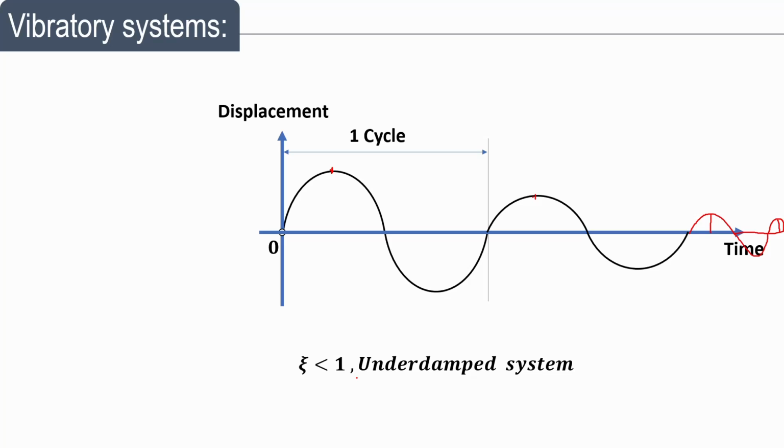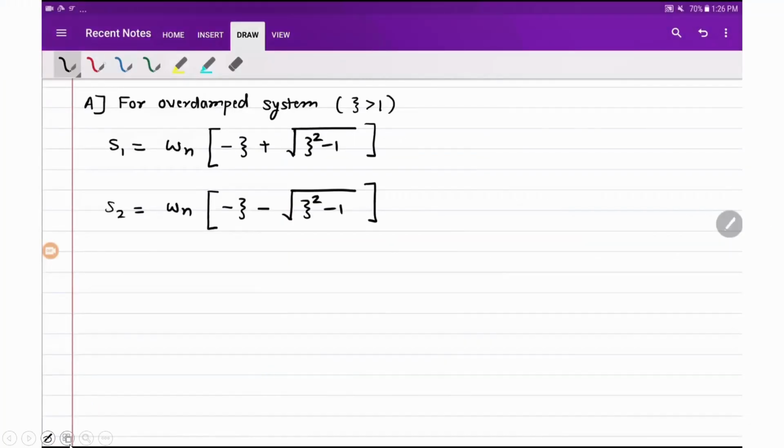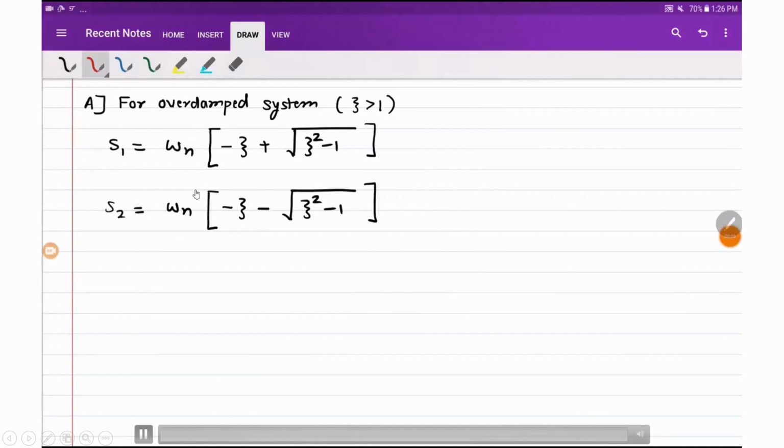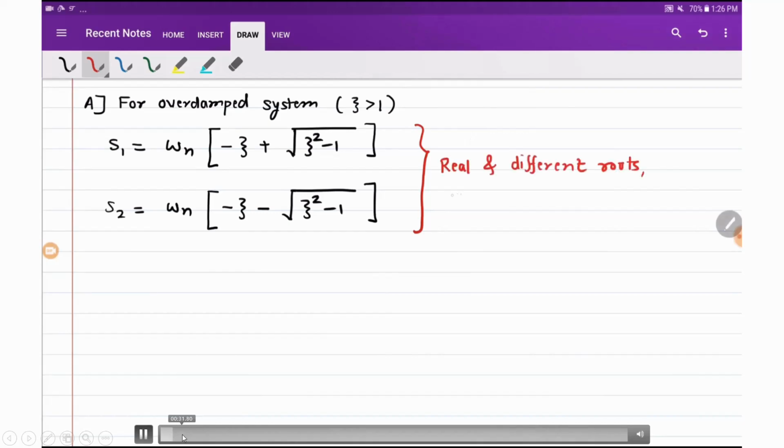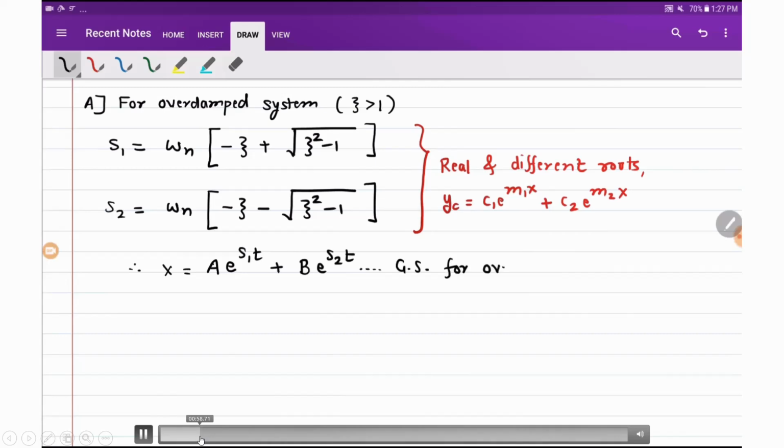Now we have to derive the expressions for the overdamped system, for underdamped system and for critically damped system. For that we will require the knowledge of S1 and S2, which we have already derived in terms of zeta in the previous lecture. These are the real and different roots, and the general solution is also known to us, that is A e raised to s1t plus B e raised to s2t.